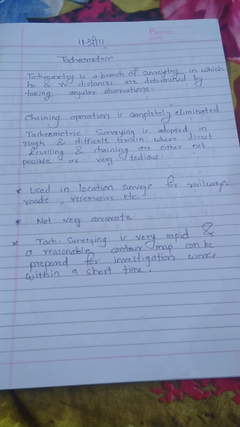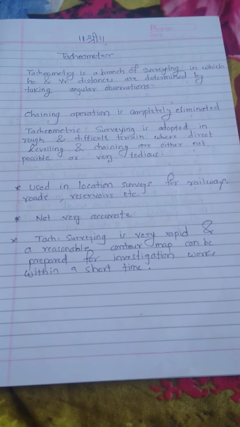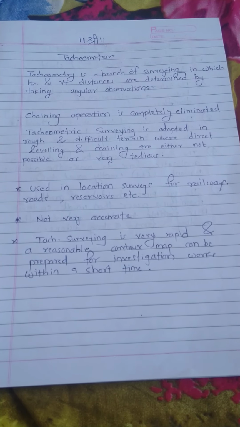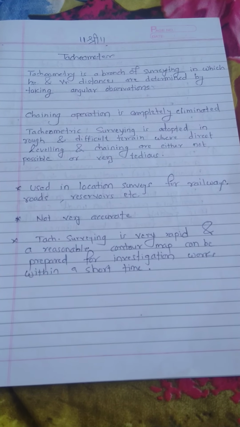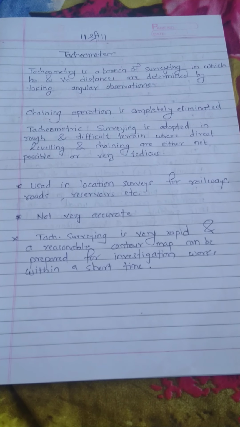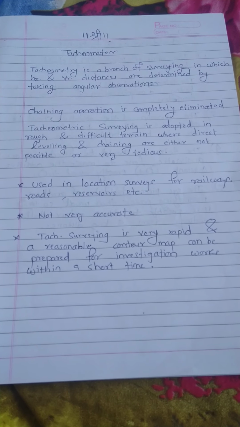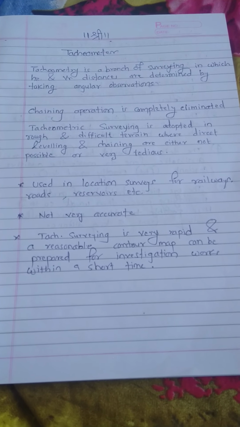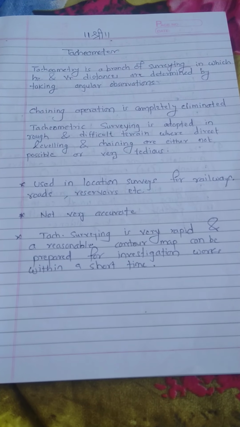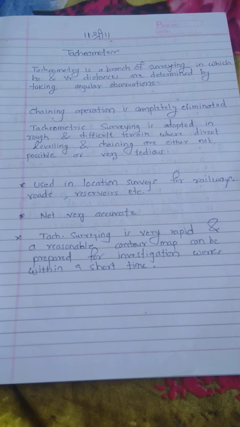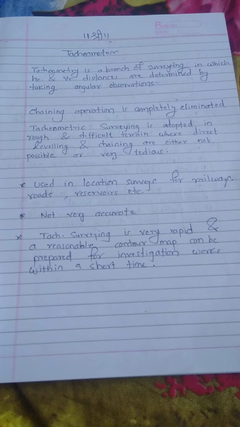In preliminary survey, in reconnaissance survey, it is very useful to get approximate, or to work out approximately, the cost of projects. The reservoir capacity we can work out approximately using tachometry, and very rapidly using a tachometer. So tachometric surveying is very rapid, and a reasonable contour map can be prepared for investigation works within a short time. This is the main objective, the main advantage of using this tachometer.